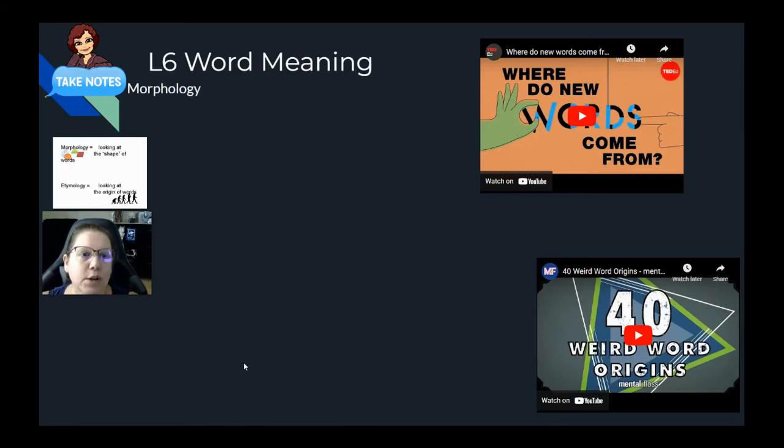For lesson 6, we're going to be talking about word meanings still. Okay, guys, but we're going to learn a little bit more background. So morphology. Let's talk about morphology.